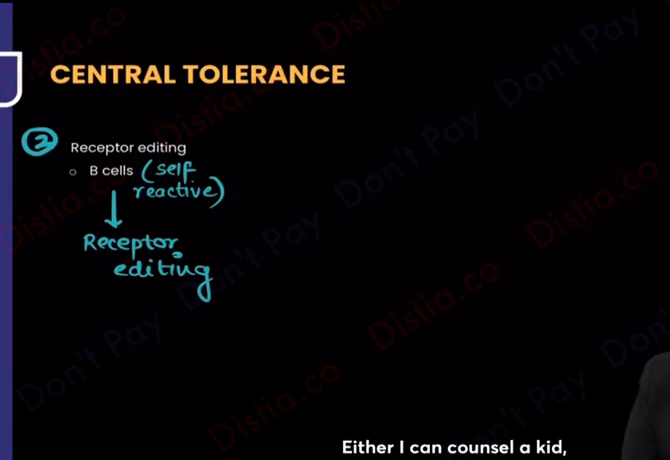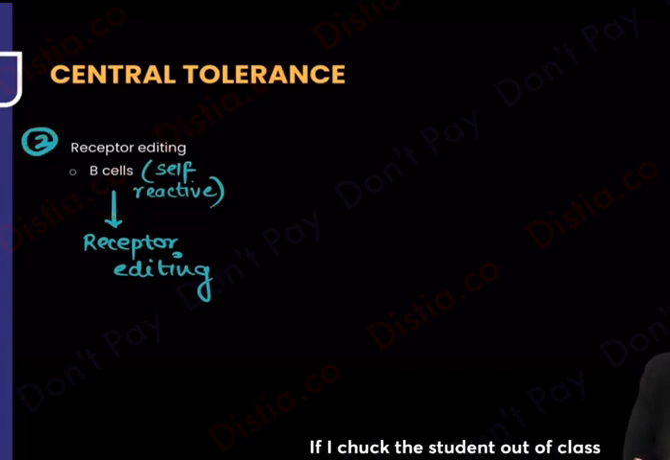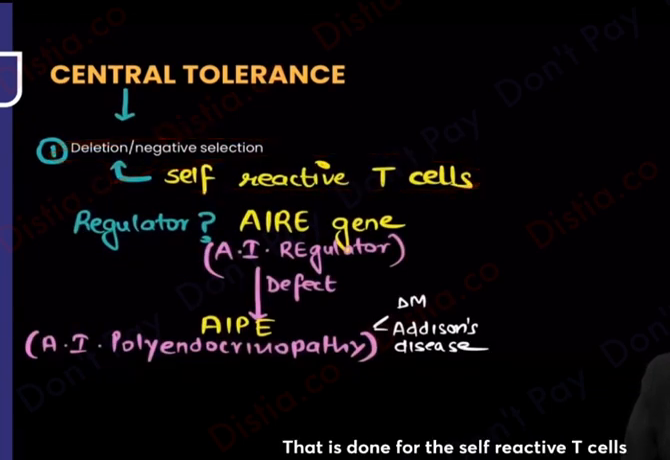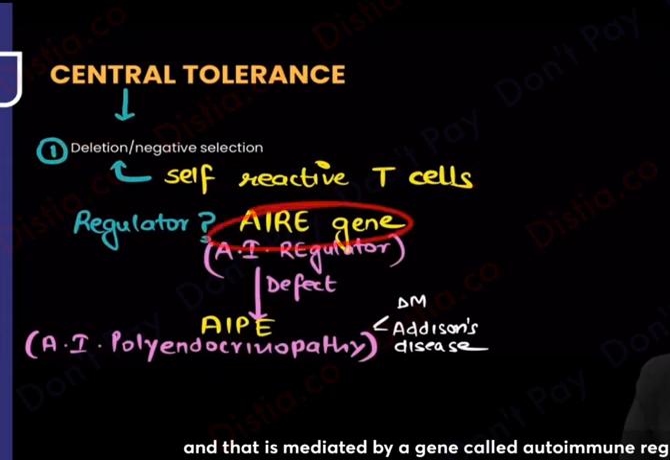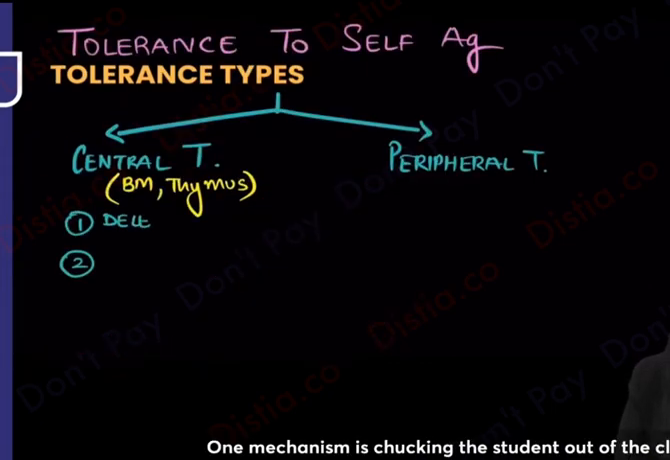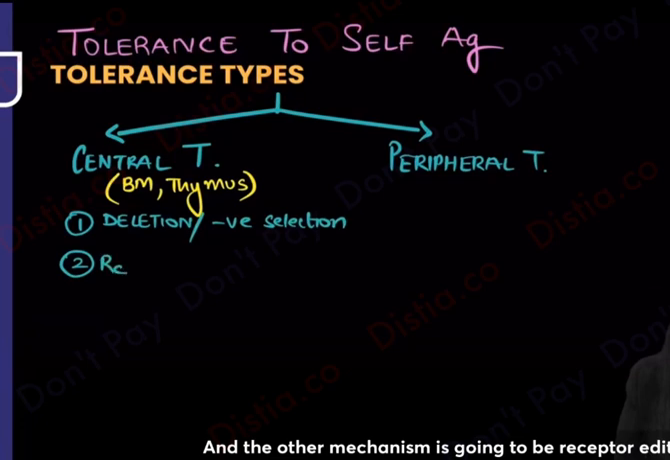So there are two things. Either I can counsel a kid or I can chuck him out of class. So when I counsel a B cell and I change his receptor that, listen, don't kill your own cells, that is receptor editing tolerance. If I chuck the student out of class, that is, I'm going to delete it. That is done for the self-reactive T cells and that is mediated by a gene called autoimmune regulator. So the two mechanisms are done. One mechanism is chucking the student out of the class, that is going to be deletion or negative selection, and the other mechanism is going to be receptor editing.